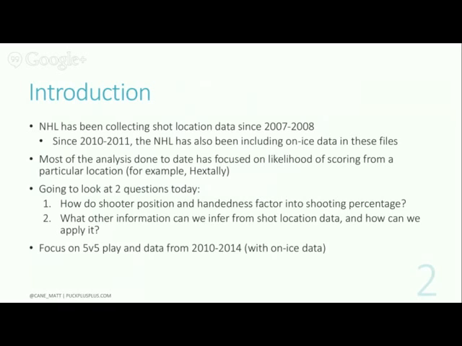The second question I wanted to look at is, what other information can we get out of the shot location data other than where the shot's coming from? What can we infer from it, and how can we use it to come up with some new player evaluation metrics? We're going to focus today on 5 versus 5 play and only on the data from 2010 to 2014, because that's where the on-ice data is available.